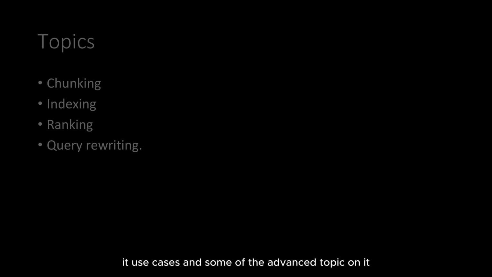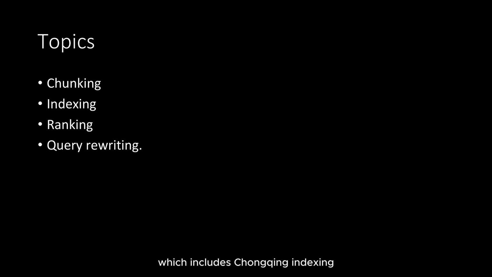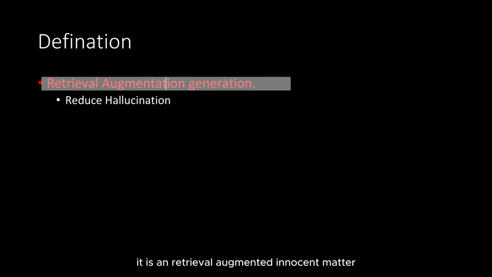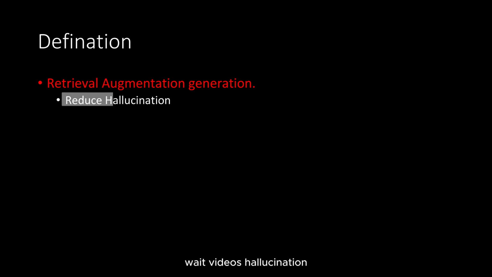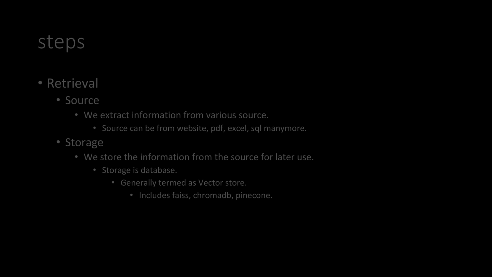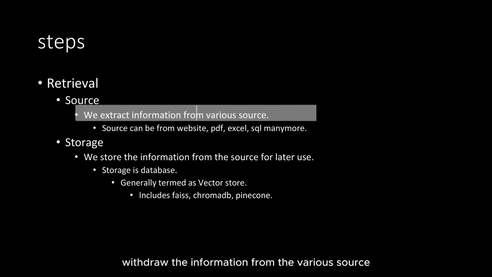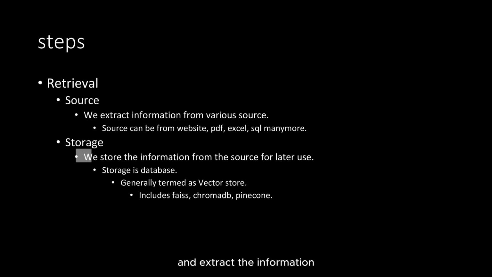So let's talk about RAG, its use cases and some of the advanced topics on it, which include chunking, indexing, re-ranking and query rewriting. RAG, if you are not aware of it, is a retrieval augmented generation method which reduces hallucination. The first step of RAG is retrieval, which means in this case we store the information from the various sources and extract the information.